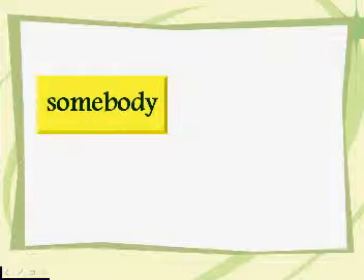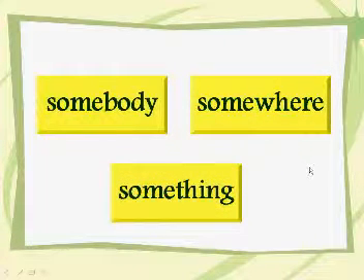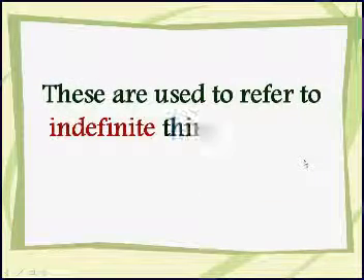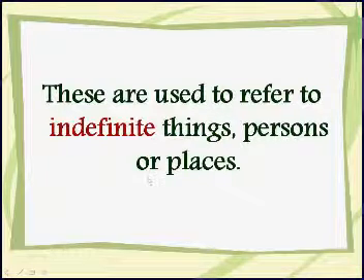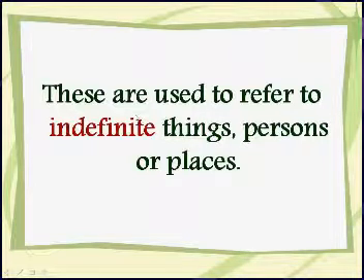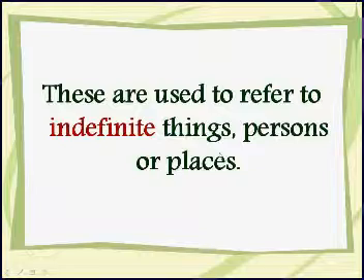Okay. What about somebody, somewhere, something? These are used to refer to indefinite things, persons or places. What is the meaning of indefinite? It means we are not talking about specific things, specific persons or specific places. They are indefinite. They are not known to us.